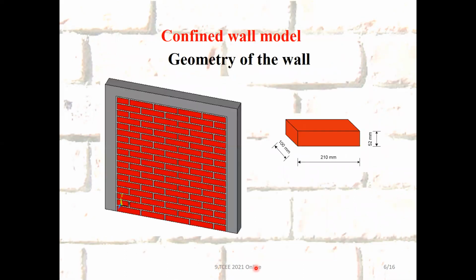In this study, there are some confined masonry wall models. You can see this model, which has dimensions of 1 meter by 1 meter, and a confined frame is placed around the wall.